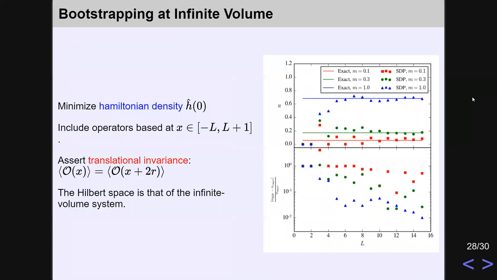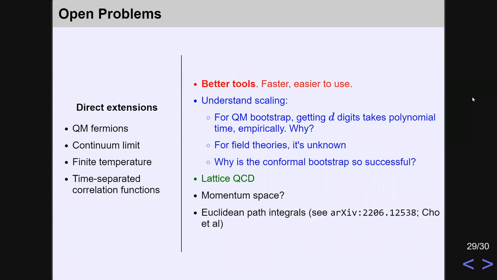So sort of where to go next, there are direct extensions of this. One could look at fermions, first quantized quantum mechanical fermions for studying something like nuclear structure. And extending these methods to actually get to the continuum limit where there are some scaling issues, or to get finite temperature physics, or to get real-time correlation functions are all pretty much open problems. More ambitiously, applying this to QCD, doing this in momentum space, where you might hope the continuum limit is more accessible, or to Euclidean path integrals. That one's been worked on a bit. See that paper from a few months ago.